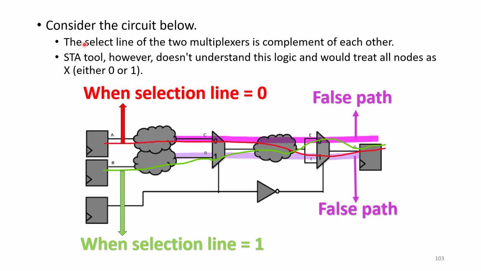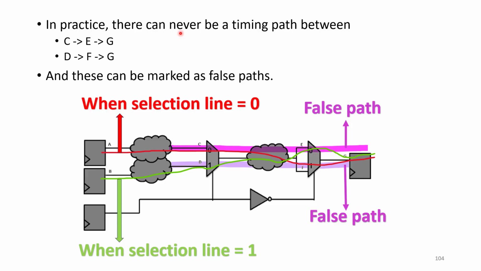So consider the circuit below. The select lines of the two multiplexers are complements of each other. The STA tool, however, does not understand this logic and would treat all nodes as either 0 or 1. So in practice, there can never be a timing path between A, C, E, G and B, D, F, G, which I have shown you in the previous diagram, and these can be marked as false paths. So this pink colored one, A, C, E, G is the first one. The next one is B, D, F, G. This should be treated as a false path.